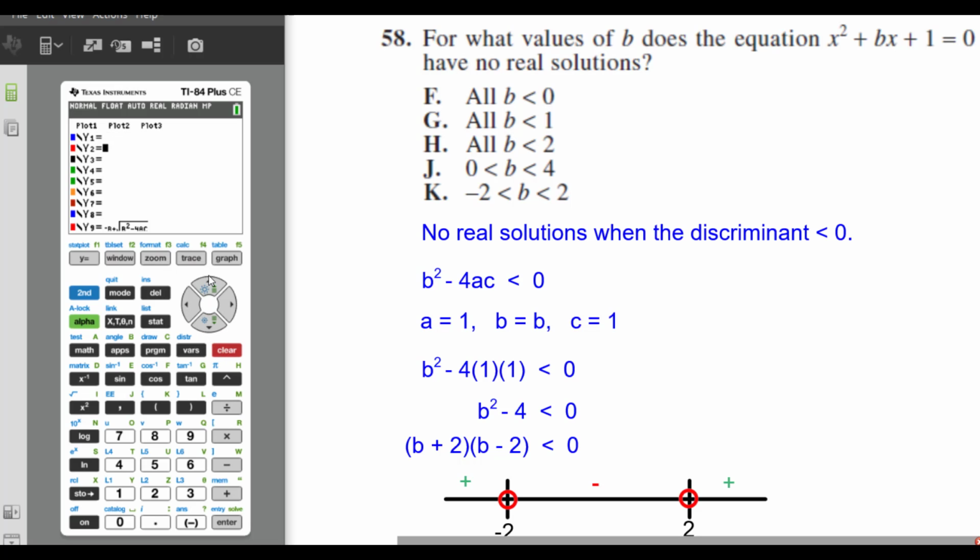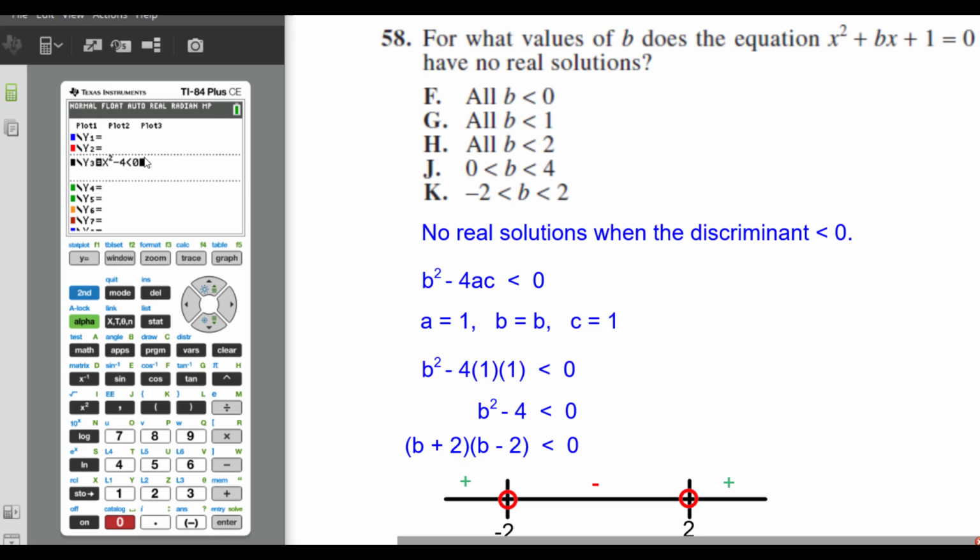So in Y3, I'll use the black here. I can type in, instead of b squared, x squared minus 4. And I want to know when that is less than 0. So under 2nd Math is the TEST menu for the inequalities. And number 5 is the strict inequality, less than.